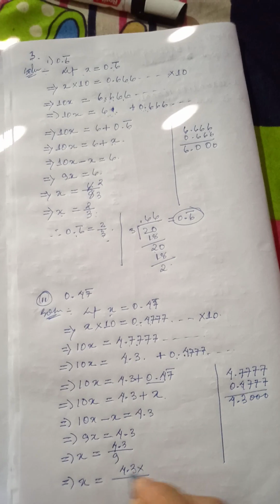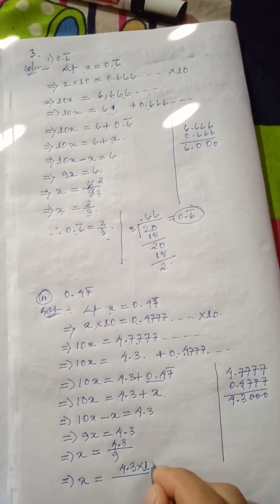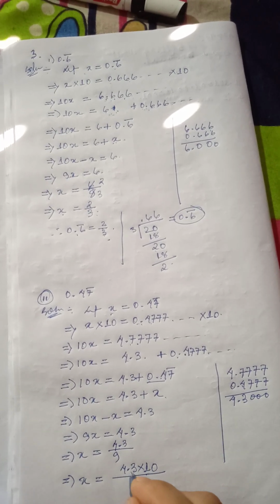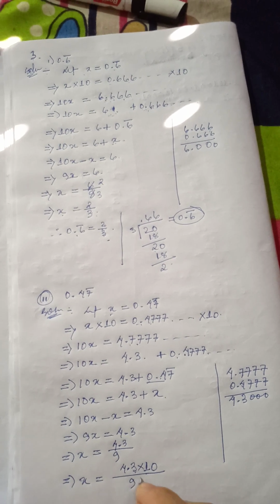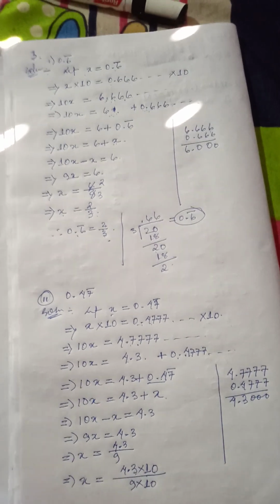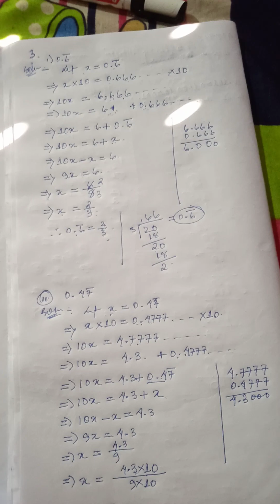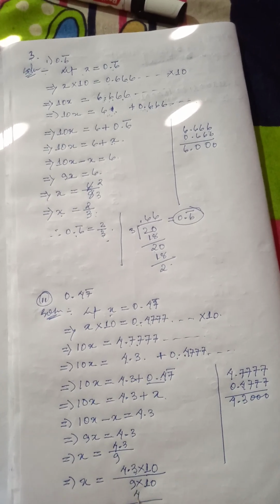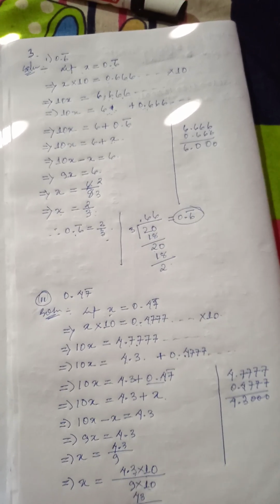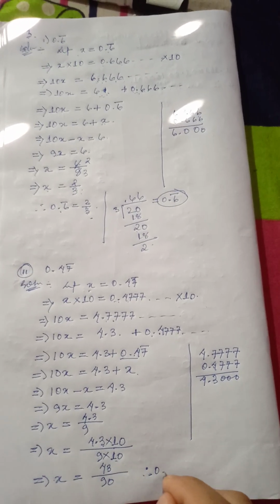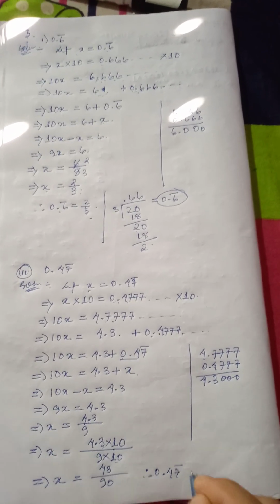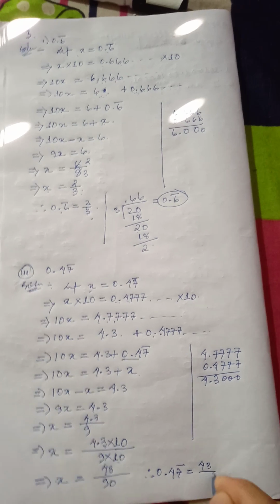4.3. In order to omit this point, you have to multiply with 10, since after this point there is only one digit, so you have to multiply with 10. If it is two digits, then you have to multiply with 100. Okay, 9 into 10. All right, and then x equal to how much? 43. Okay, and 9 into 10 will be 90. Okay, what is the value of x? That is 0.47 bar equal to 43 by 90.